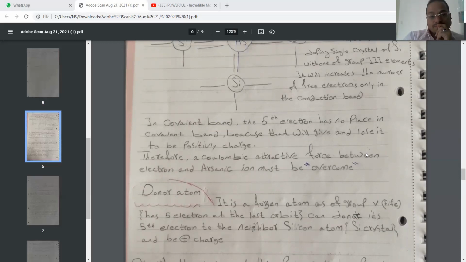By this situation, he loses the electron charge, and like we know, electron charge is negative, so the atom will be positively charged, because the arsenic loses one electron from its last shell. Therefore, a Coulombic attractive force between the electron and the arsenic ion must be overcome. That means there is no way around it, it must be overcome.